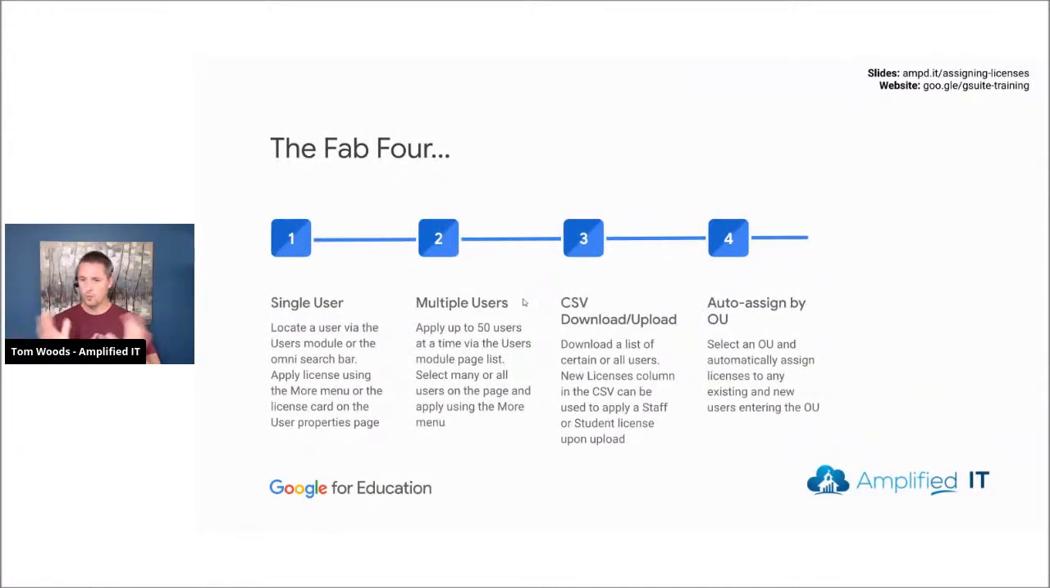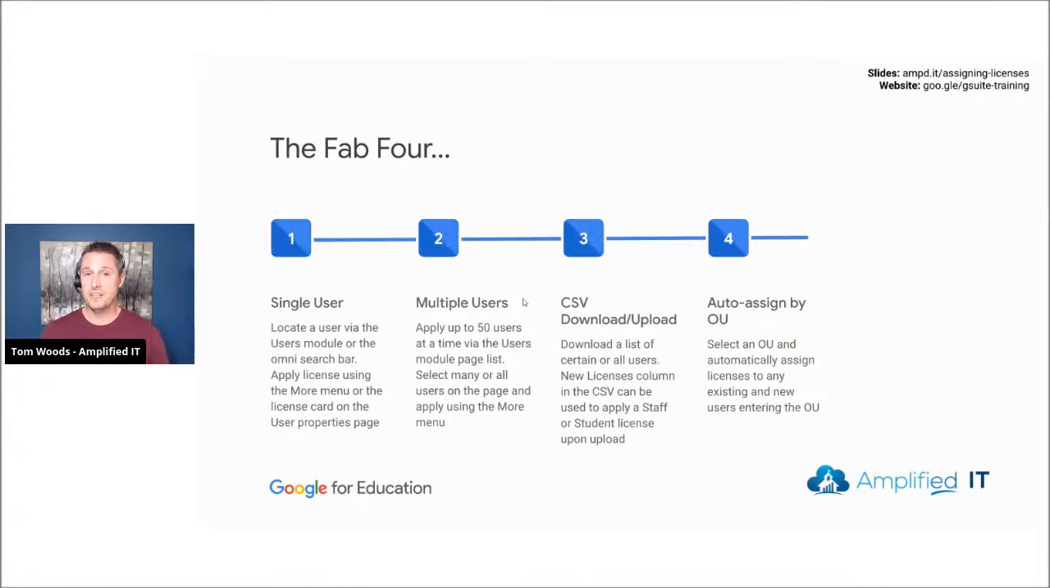So let's take a look, and then we'll go through all these and we'll find them in the console and walk you through them. There are mainly these four major options here. We can assign licenses on a single user basis, apply them to one person, one user at a time. We can apply licenses to multiple users at a time, up to 50 at a time, given the way the GUI and the user module interface in the admin console works. So that allows us to do it a little bit more in bulk, up to 50 on a page at a time, and we'll see that in a second here.